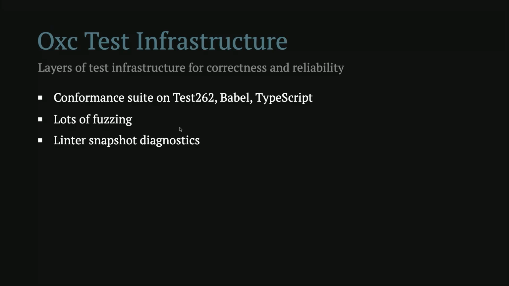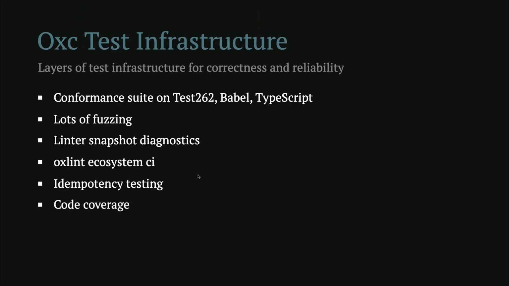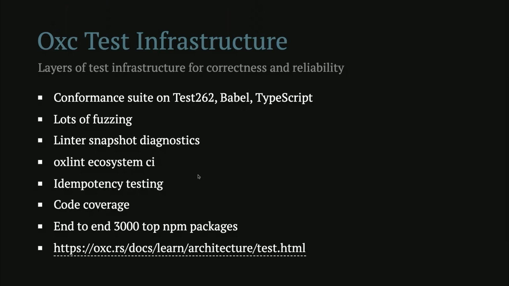And we have snapshots. We have an ecosystem CI where we run other projects like Prettier and linters as well. And there's idempotency testing. That's where you run a test twice and see that the end result is the same. And we also have code coverage. And there's an end-to-end test suite where I selected the top 3,000 NPM packages, which I'm going to talk about later. So you can read about our test infrastructure on our website as well.